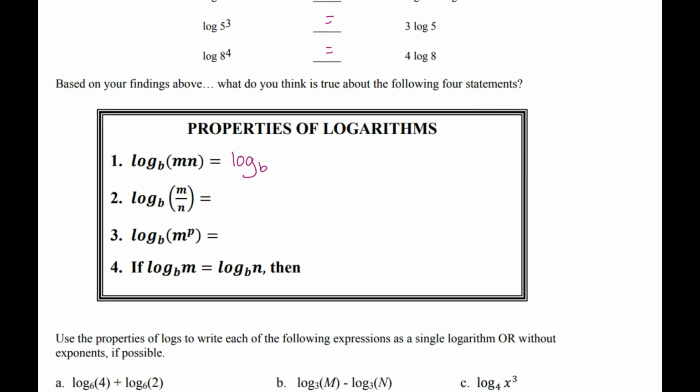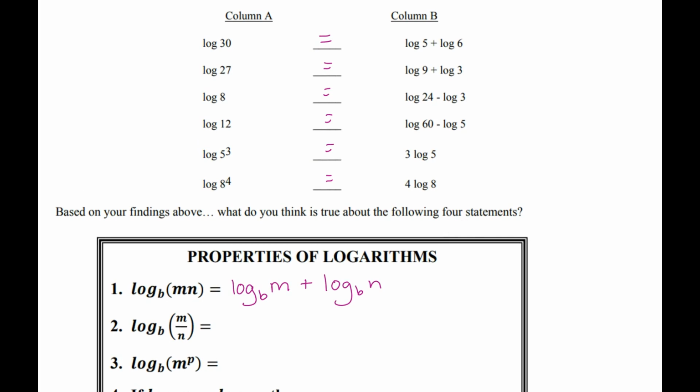Log base b of m plus, yes, log base b of n. Whenever you have two logs of the same base being added, you can multiply the two values and just take the log of that single value. So right up here, when we did log of 5 plus log of 6, we multiplied 5 times 6 and got 30.